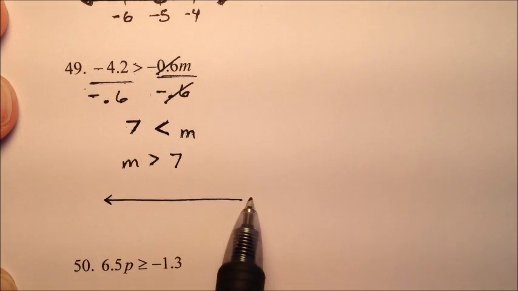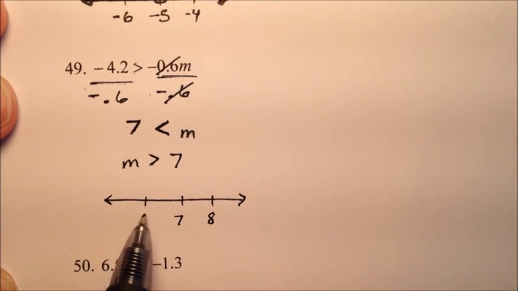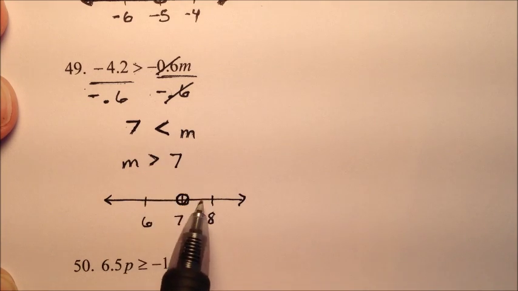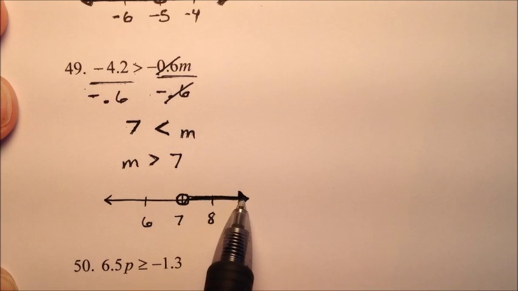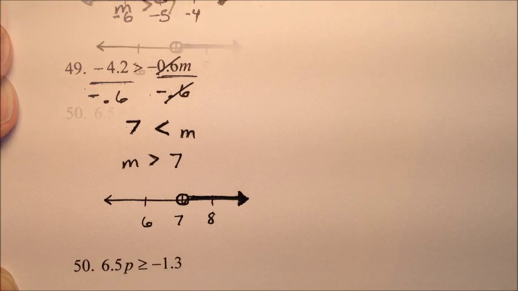So then we're going to graph m is greater than 7. So we put 7 in the middle. We go one number to the right, one number to the left. It's going to be an open circle at 7, and we're going to be heading over to the right. So fill in the arrow and shade the line. So the solution for 49 is m is greater than 7, and we have an open circle at 7 with a line extending indefinitely to the right.